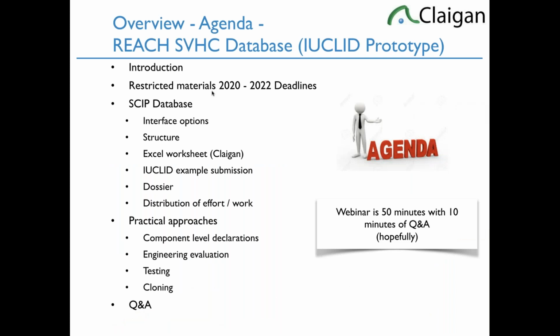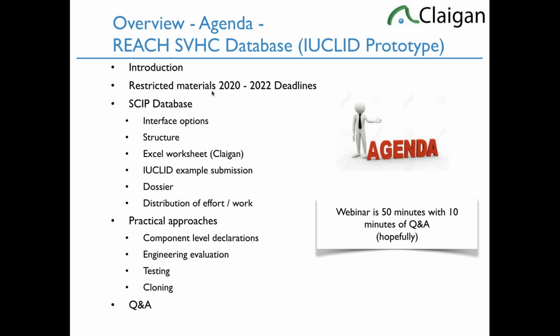So, quite a detailed agenda. A little introduction, which is going to go fast, and then I'm going to talk about some of the restricted materials deadlines for 2020 to 2022. Just a reminder of all the stuff coming up. And then we're going to talk about the SCIP database, which is for entering REACH SVHC data into IUCLID, the Substance of Concern in Products database.